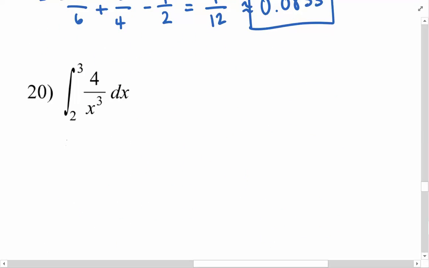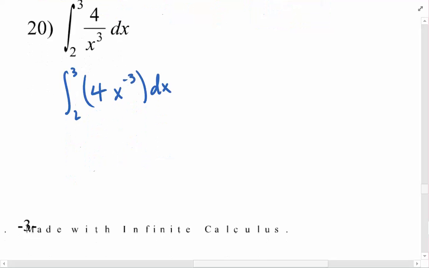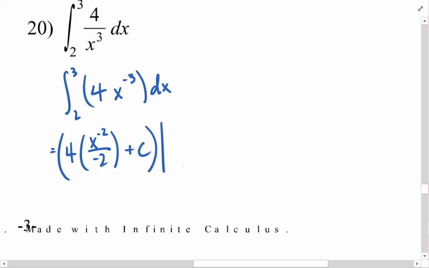This time I'm going to rewrite this integral before I move forward with it, and I'm going to write this as 4 times x to the negative third power with respect to x. That'll help me understand the power rule just a little bit more clearly. So when I compute the antiderivative, I now have x to the negative second power divided by negative 2 plus c, and this will have to be evaluated from an x value of 2 to 3.